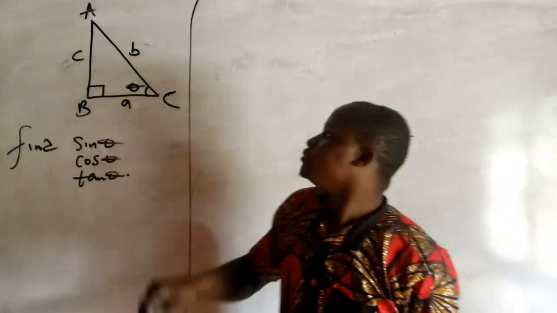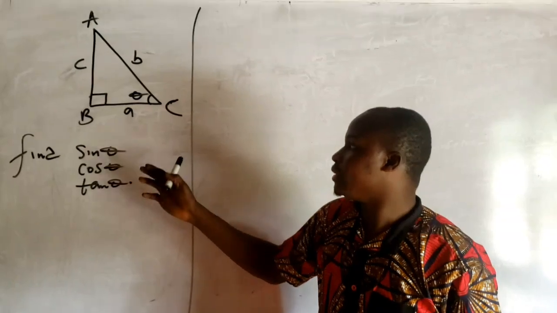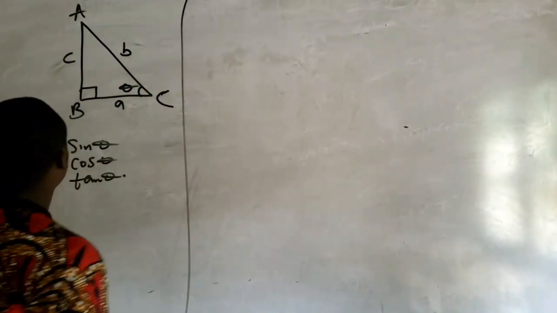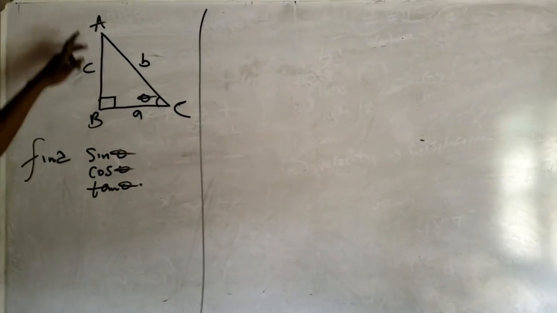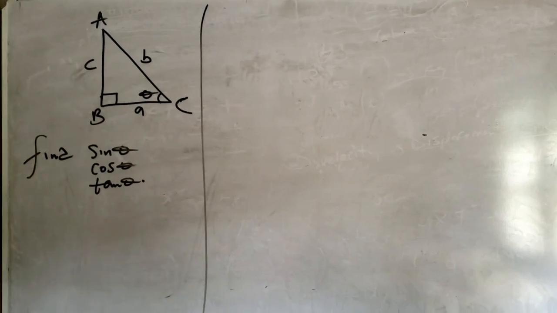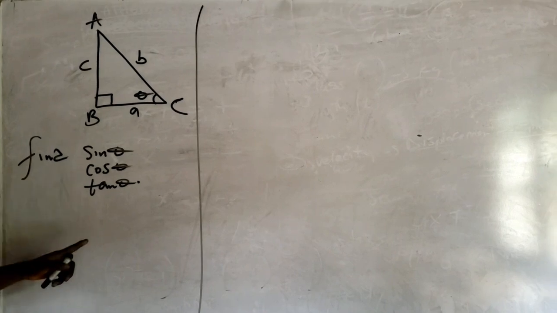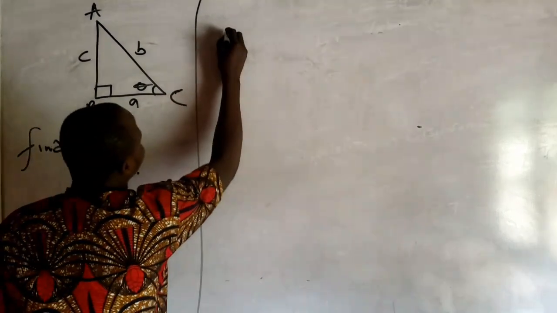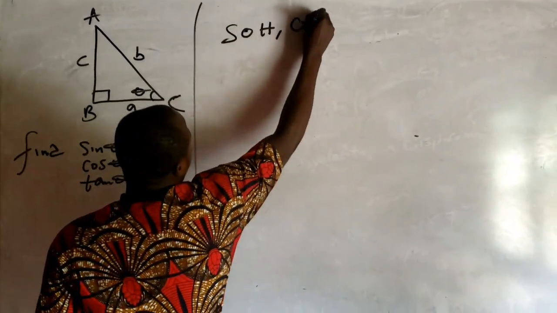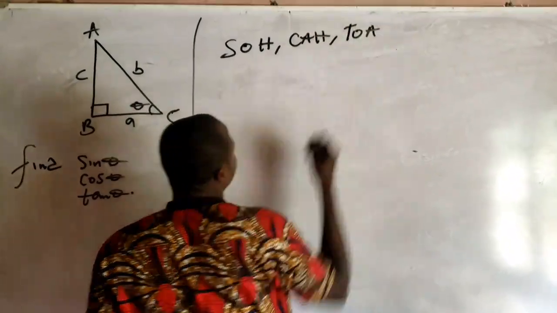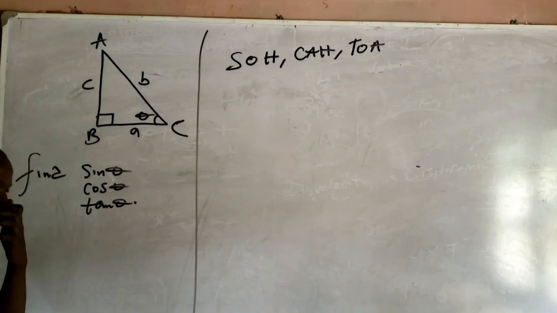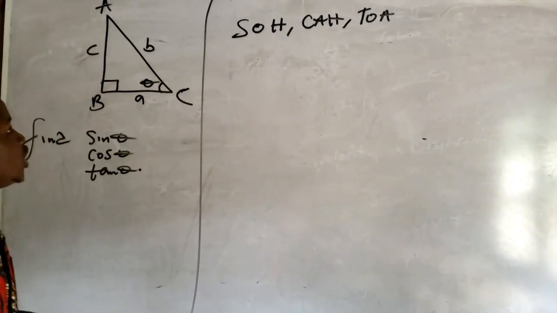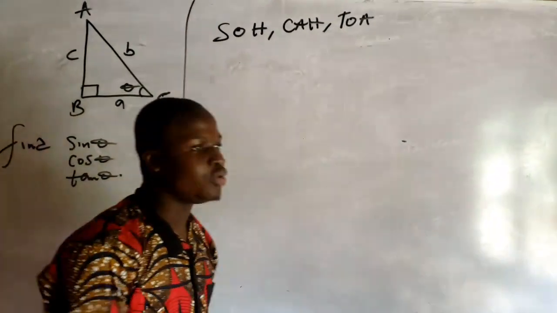I'm here to broaden our knowledge about this question, which is under trigonometry in mathematics. When we are given this triangle ABC, we are asked to find sine theta, cos theta, tan theta. How are you going to do it? There's a trick called SOH CAH TOA. In solving trigonometry angles like this, we use the trick called SOH CAH TOA. And not just for you to know the tricks, you should know how they are being used.